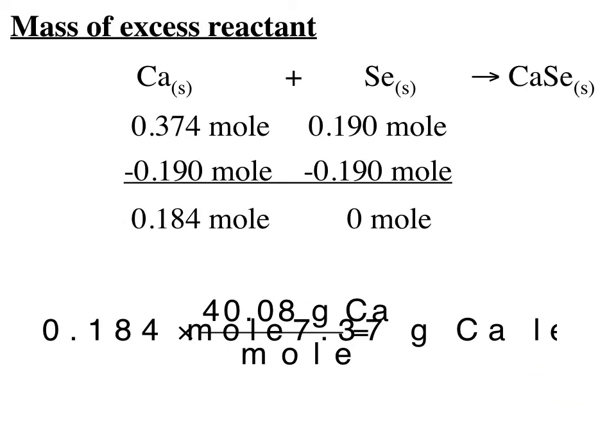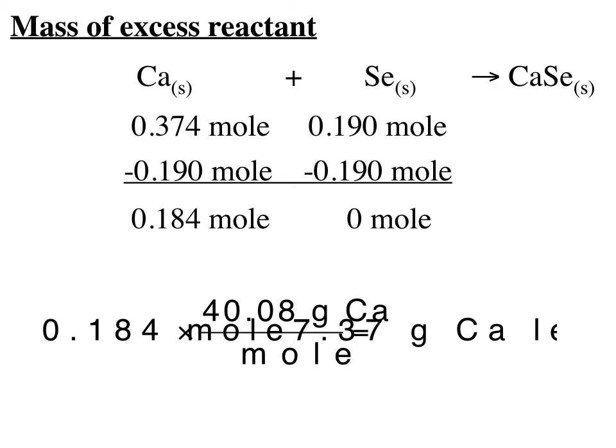Now find the mass of excess reactant. I find from the previous slide that the 15 grams of calcium correspond to 0.374 moles. The 15 grams of selenium correspond to 0.190 moles. They disappear 1 to 1 until the limiting reagent is consumed. So when that occurs, the 0.190 moles of selenium are gone. And since the stoichiometry is 1 to 1 with the calcium, 0.190 moles of calcium are consumed at the same time. So if I subtract 0.190 from 0.374, I find that there's 0.184 mole of calcium in excess.